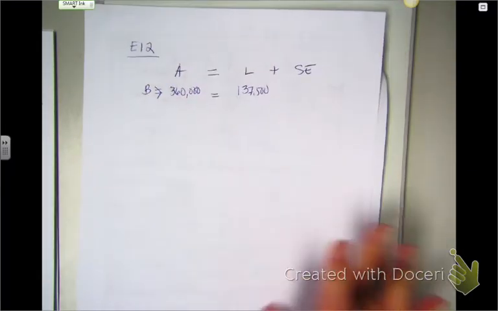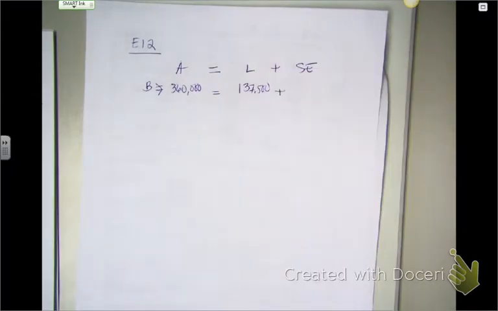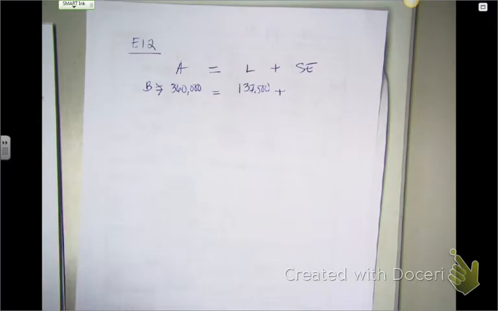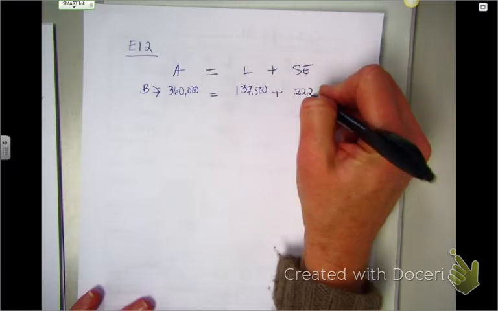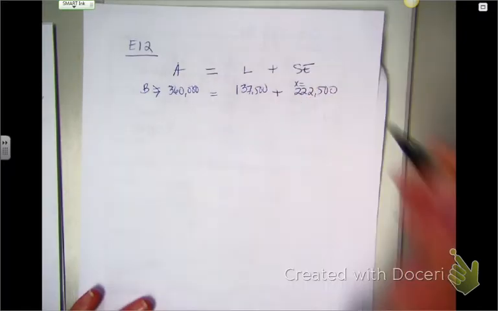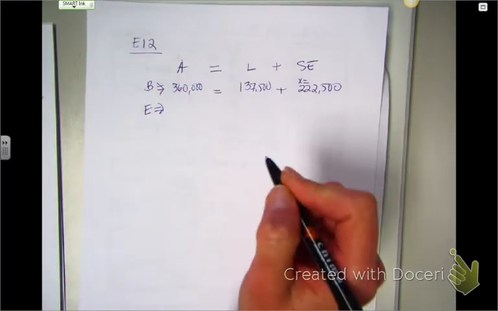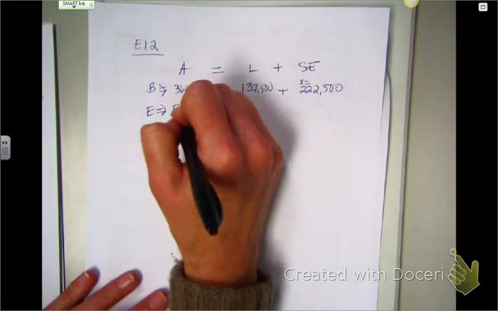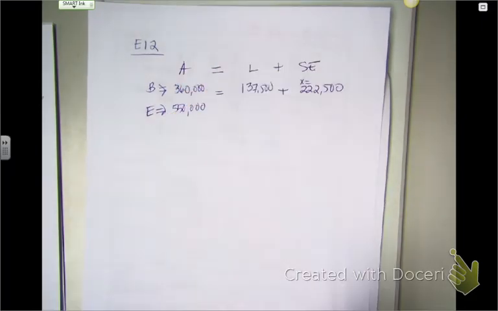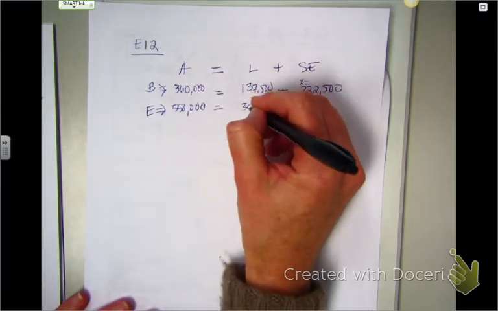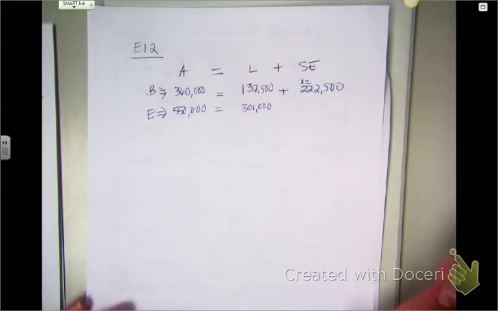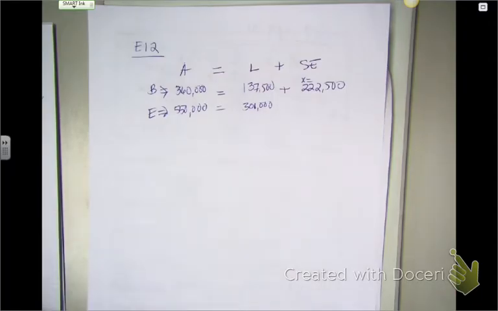Okay. So can we figure out what the stockholders' equity is? What's the stockholders' equity? Guys, if you're not writing this down, you should be writing it down in your worksheets. Please do. 222,500. What's my ending numbers? 550,000 for my assets. 301,000 for my liabilities. So what is my stockholders' equity?